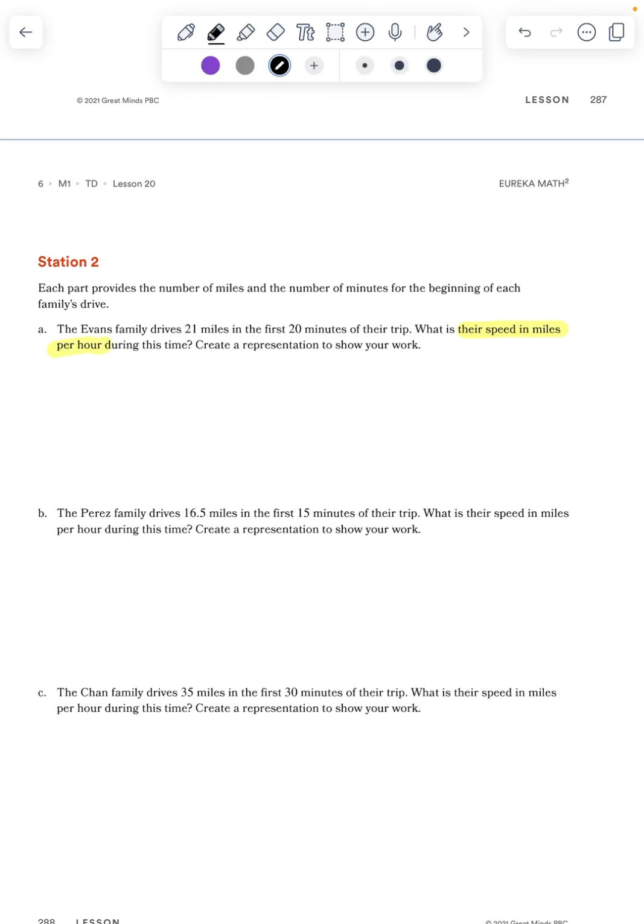So the way I thought about this in a table, so I have miles and minutes. 21 miles goes with 20 minutes. Well, I know that an hour is made up of 60 minutes, so I need to change this to 60. And how do I do that? I multiply by 3. And because I'm creating an equivalent ratio, if I do it to this side, I must also do it to this side. So when I multiply this, I get 63 goes with 60.